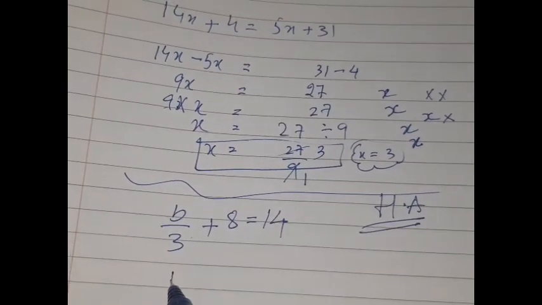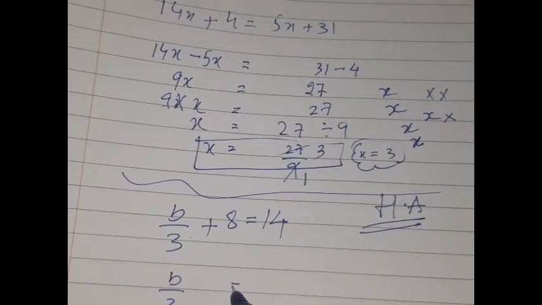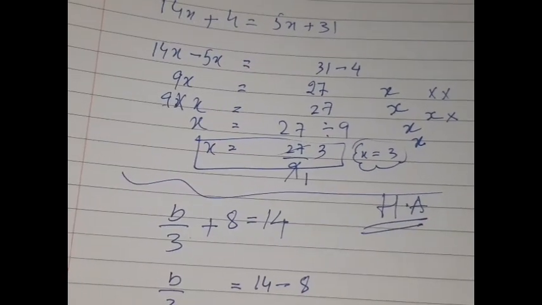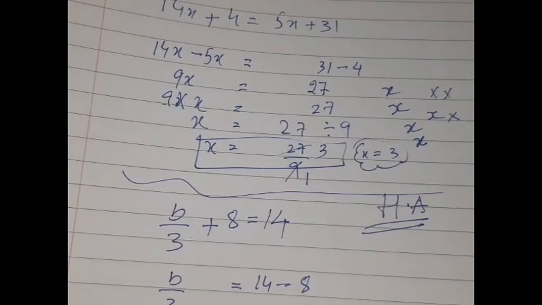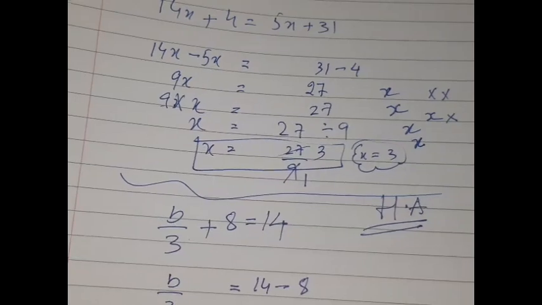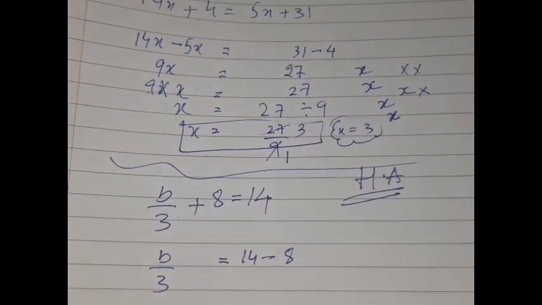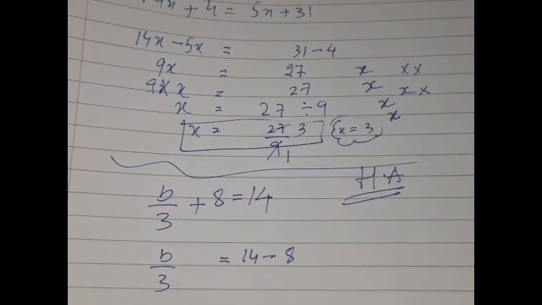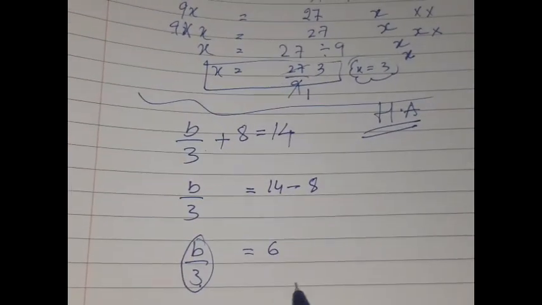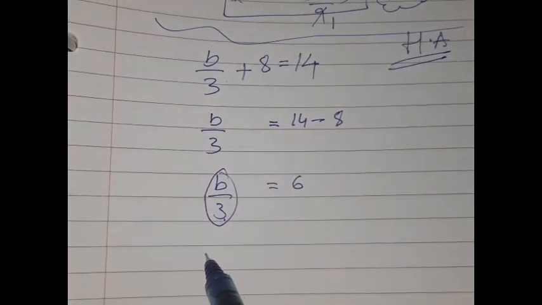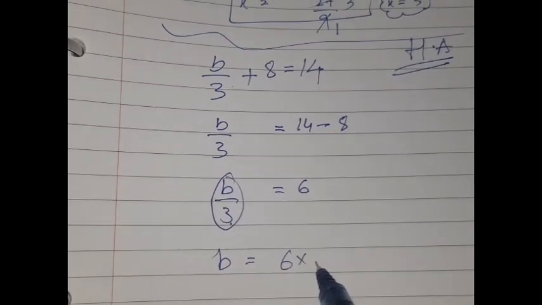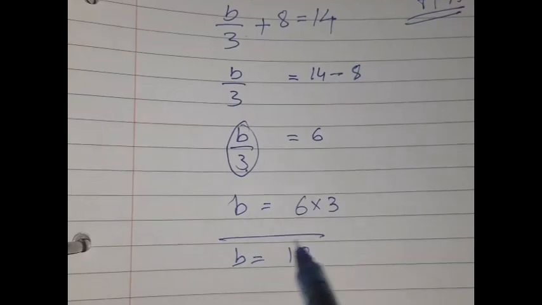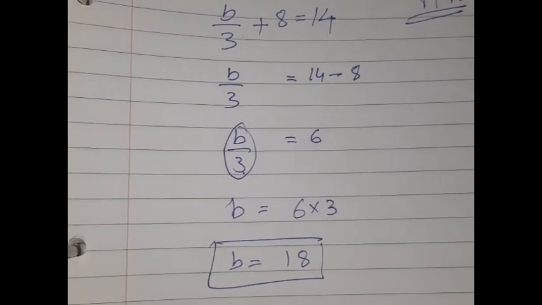So b over 3 is equals to 14 minus 8. 14 minus 8 is 6. b over 3 is equals to 6. Now 3 is getting divided here. If I move it to the other side, division will turn into what? Division will turn into multiplication. So b is equals to 6 times 3 and b is equals to 18 is my answer.